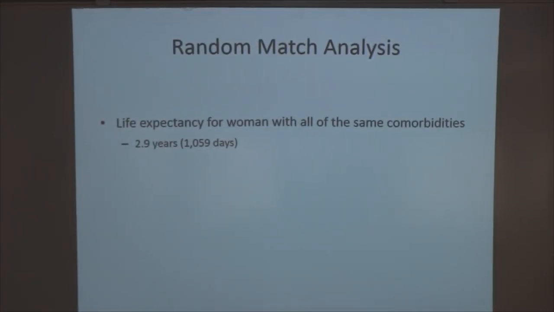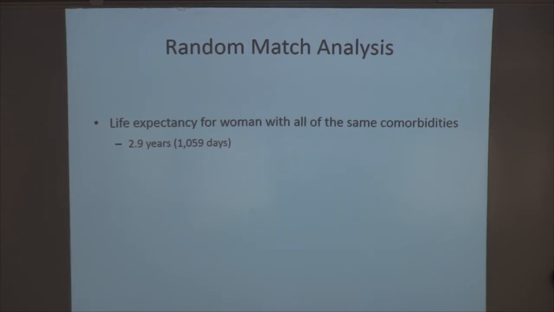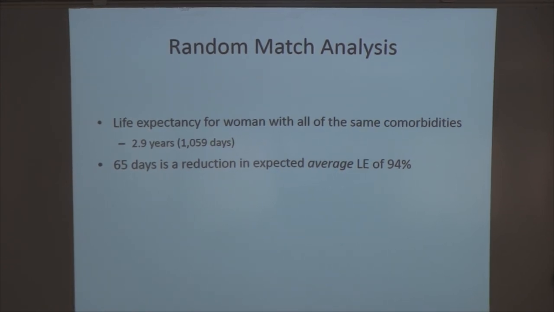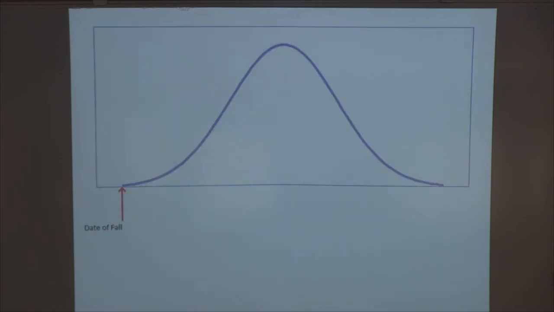What I did in this case was I looked at the life expectancy for the woman based on her comorbidities, which was only 2.9 years. I looked at 65 days relative to that, which gave us a reduction in average life expectancy of 94%. And then I just looked at the life expectancy on a bell curve. Here's her date of death. Here's the 65 days. There's your temporal proximity. What's the chance that this was going to happen at that time, given what we knew about her life expectancy?